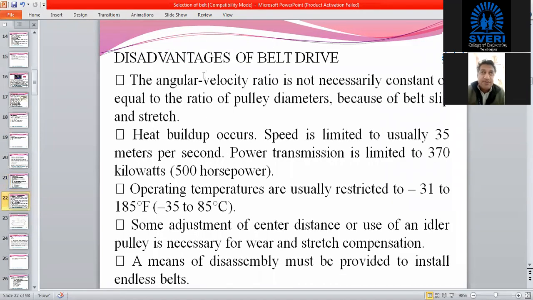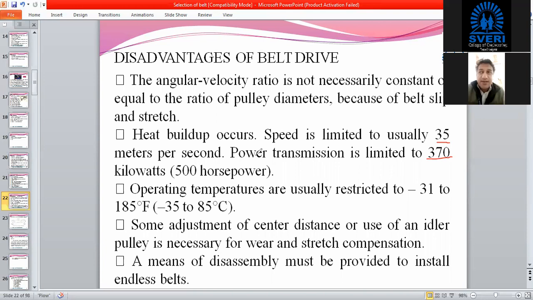Now next, what we are going to see are the disadvantages. The disadvantage is that the angular velocity ratio is not necessarily constant or equal to the ratio of pulley diameters, because of belt slip and stretch. So this is a disadvantage. Then heat may be generated. That is nothing but, when slippage takes place, at that time the temperature will increase. Speed limit is usually up to 35 meters per second. Power transmission is limited up to 370 kilowatts. That is nothing but 500 horsepower.